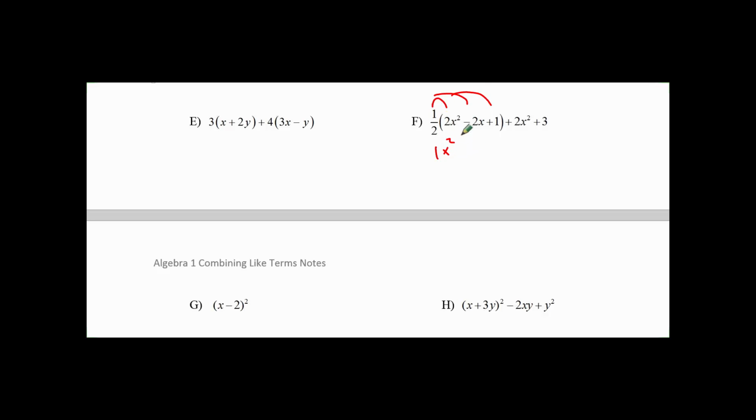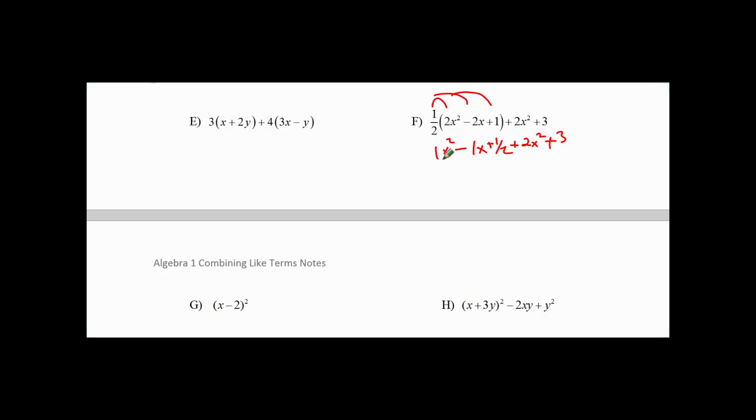But it's a minus, so a positive times a negative. So only one negative here makes a minus 1x. What's half of 1? Well, that's 1 half. 1 times 1 is 1, divided by 2 is a half. Plus 2x squared plus 3.